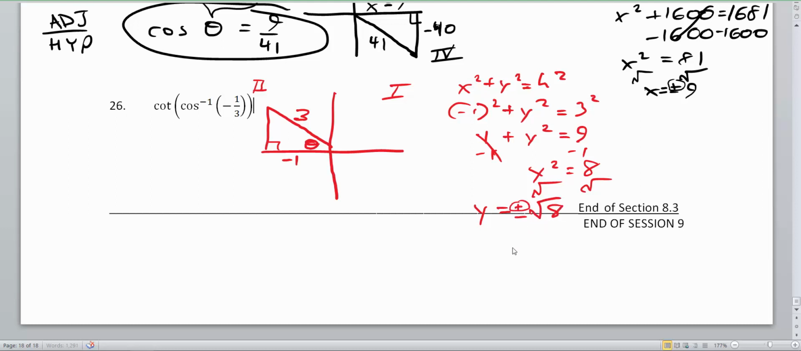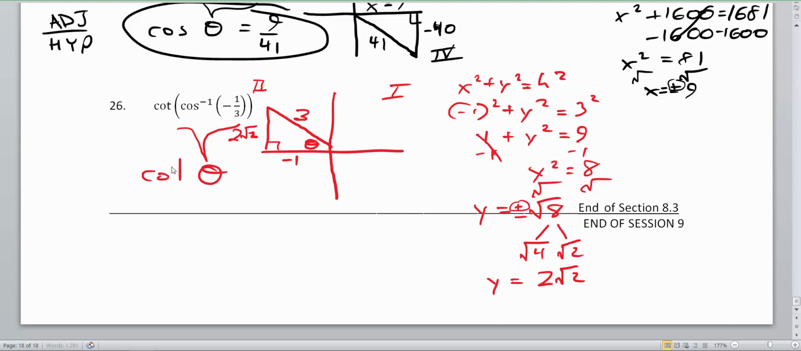Now, in this case, we're going to take the positive value, but the square root of 8 can be broken into the square root of 4 and the square root of 2, because it's a product of a perfect square and a non-perfect square. So this makes 2 square root of 2, so y is equal to the positive 2 square root of 2. There we go. That is your answer for the missing value of y. So now what we need is, since this is essentially a representation of theta, if we find the cotangent of theta, we should be able to figure out our answer.